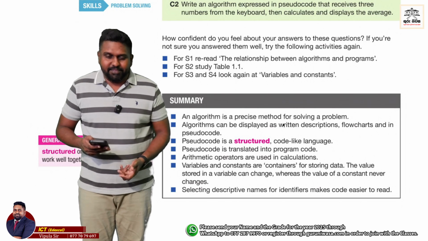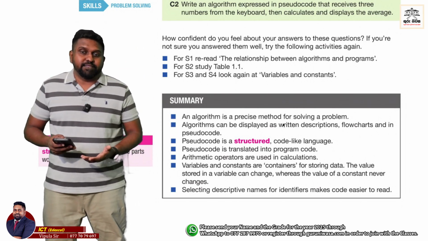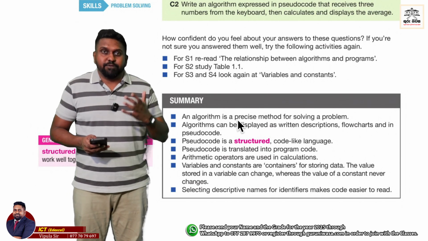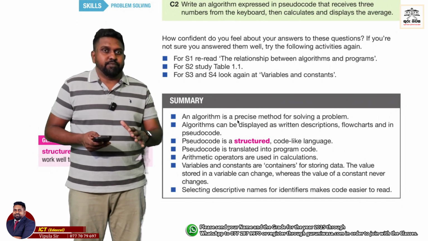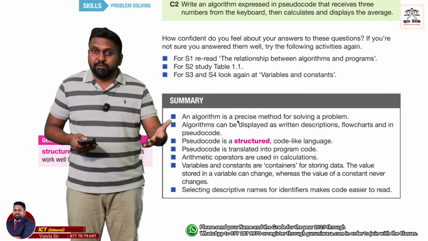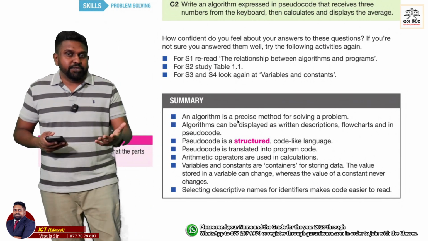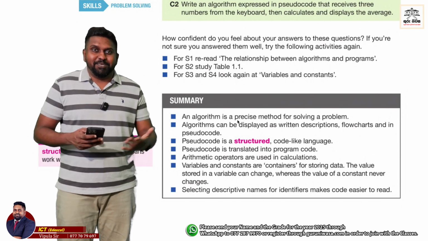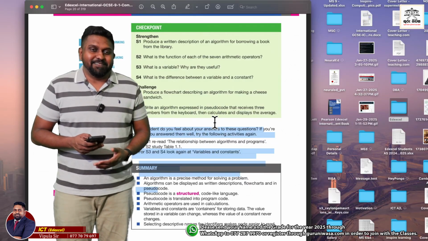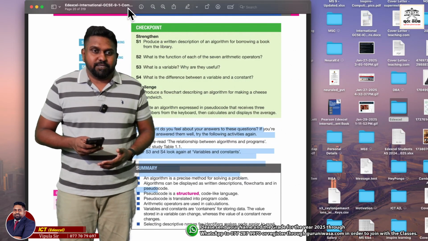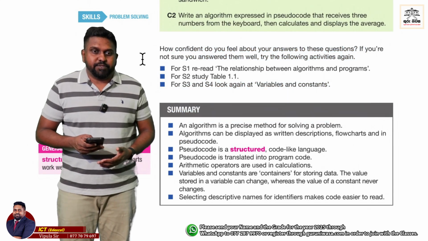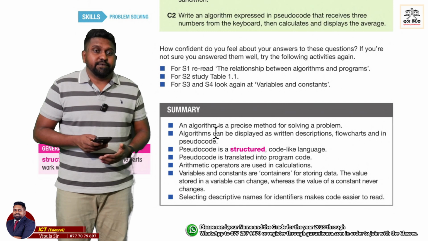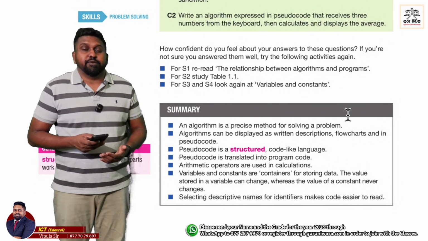So the topic is what is an algorithm, and the point you have to write down is this one. If you need more time to do this, you can go through this video again. You can pause it, and all the students who are going through this video, please do the same thing as well. The point is what is an algorithm, and an algorithm is a precise method for solving a problem.